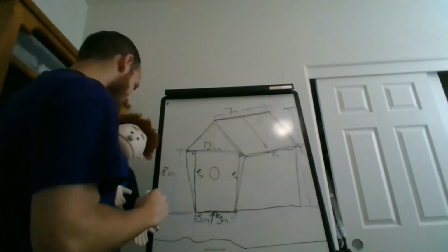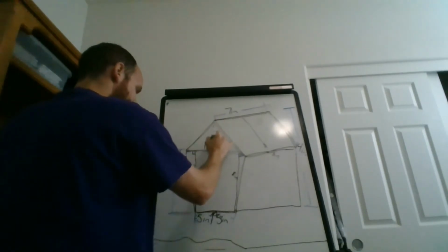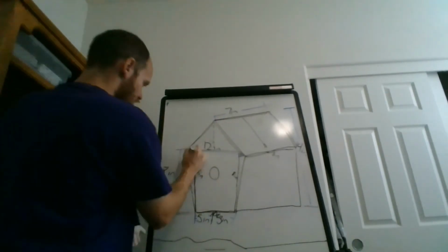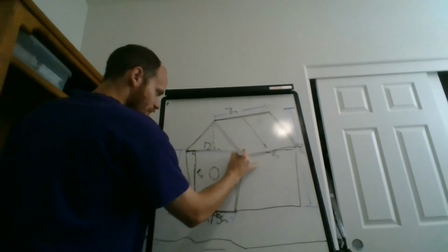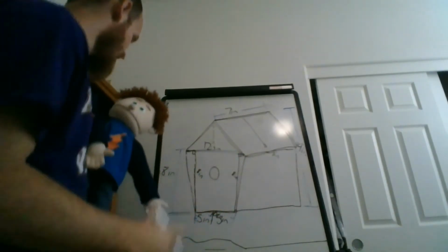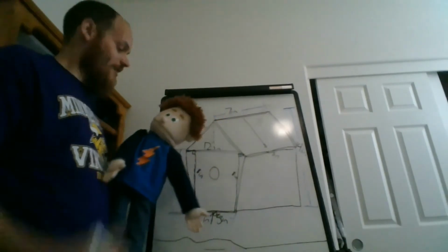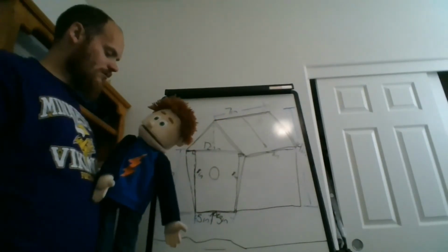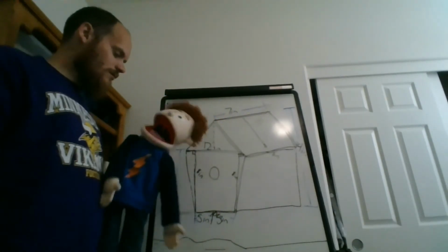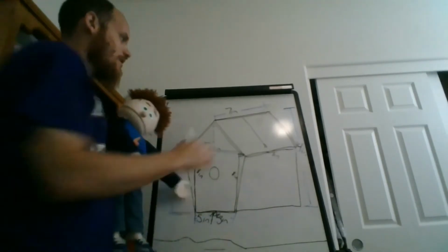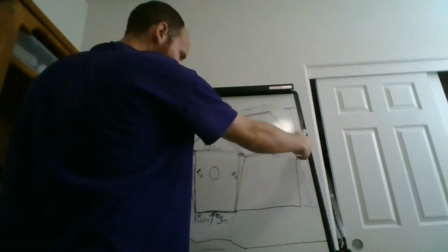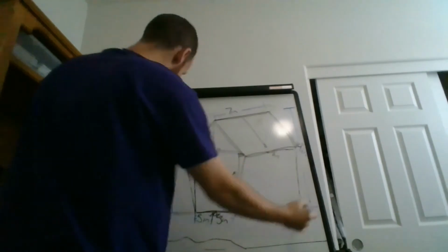We still have some missing pieces that we have to figure out. We still don't know the height of this triangle, okay? We also don't know the base of this triangle or the base of this one. We'll have to do some math to figure all that out. But it is basic addition and subtraction. Oh, I can do addition. Oh, you can do that too. Yes, I can.